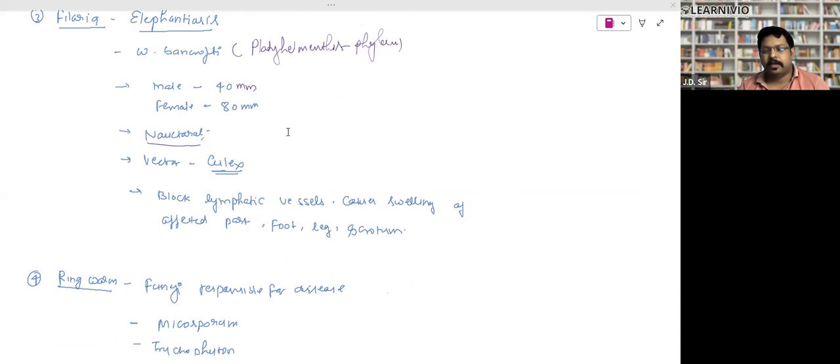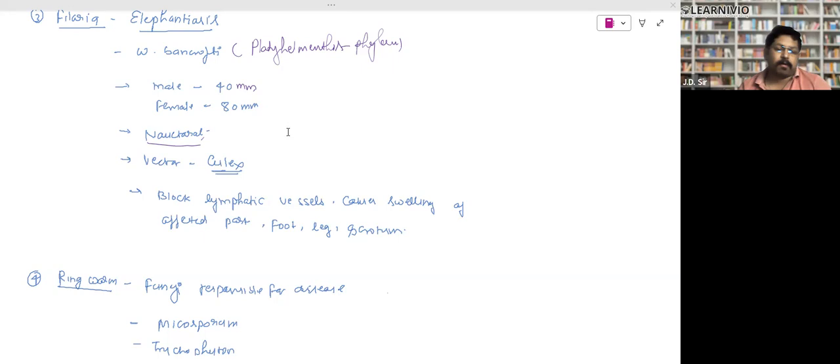So that's why a filaria patient is suggested to give blood at night. At night, these filaria worms come to the surface of the body, in the superficial arteries and veins, right? And that's why this organism is nocturnal.